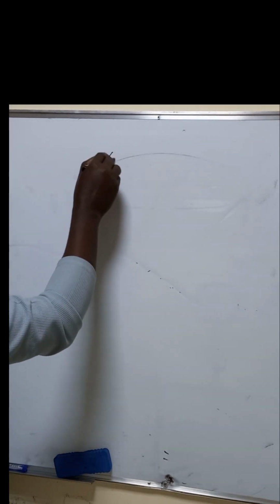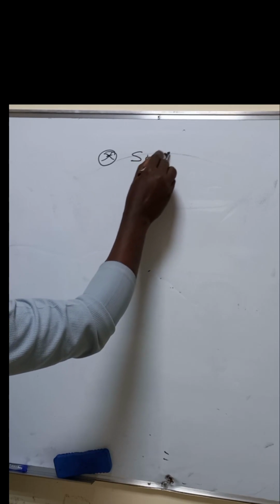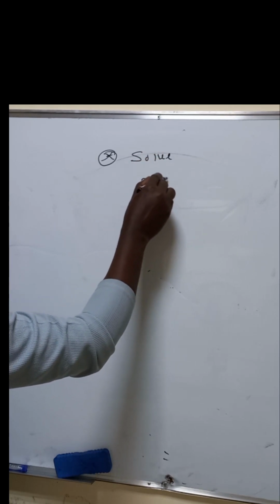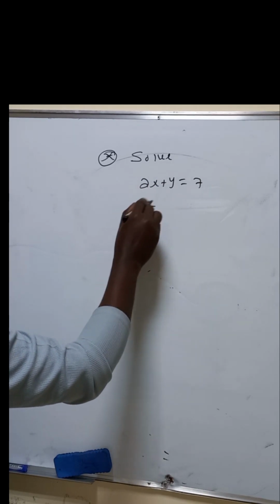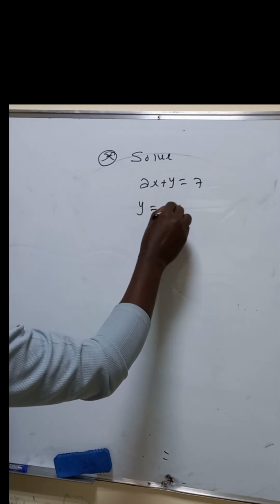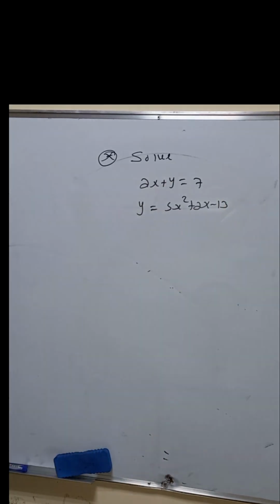For the second problem, let me explain how we are going to solve a simultaneous linear equation. For example, solve 2x + y = 7 and y = 5x squared + 2x minus 13. How could you solve this problem?